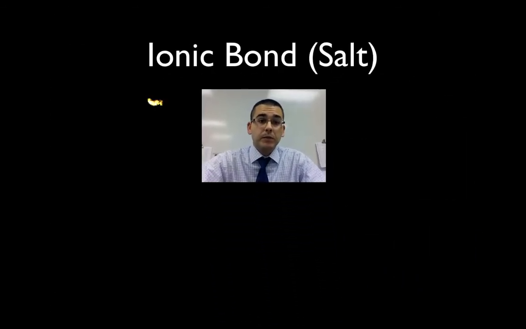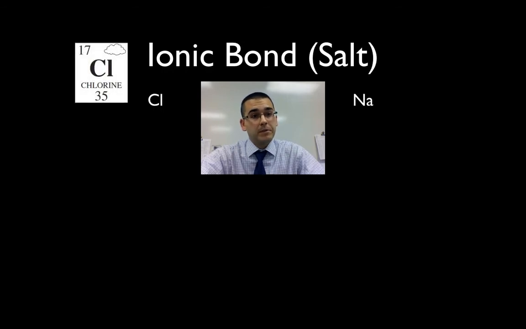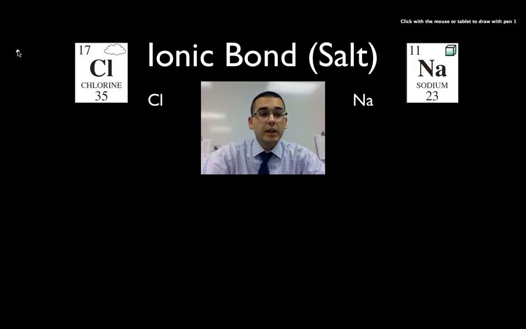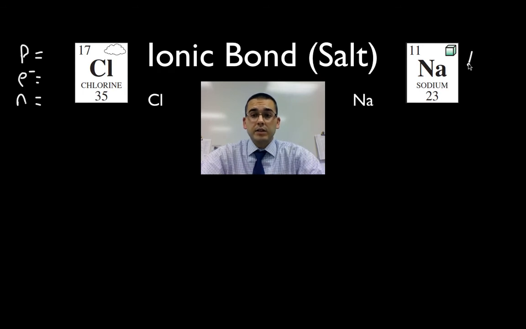Okay, to start with salt. As I mentioned, this is an ionic bond. We have chlorine, we have sodium, the two elements that make this up. We have chlorine from the periodic table, sodium from the periodic table. Remember, the first thing that you want to do when you go to draw any atom is write down its numbers of protons, electrons, and neutrons. So we will do that.